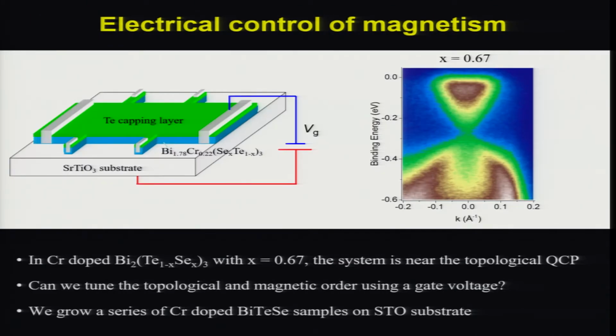And later on, we thought at this doping range, the system is at the topological quantum critical point where the bulk band gap just becomes zero. The conduction and valence bands touch each other. So can we use an external perturbation to drive the system to the topological or topologically trivial regime? And the most useful tuning parameter is, of course, the gate voltage, because that's what we use in a real electronic device. So we decided to do a gate-voltage-dependent study of the anomalous Hall effect in this particular alloy system.